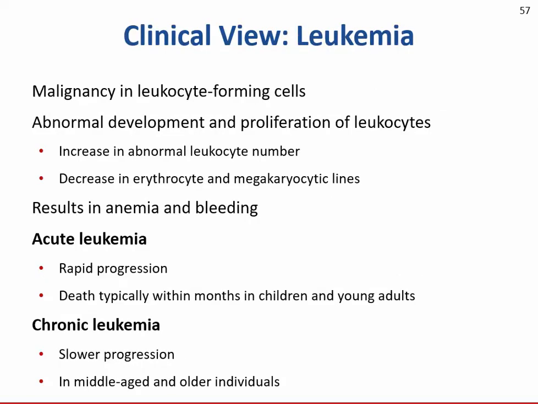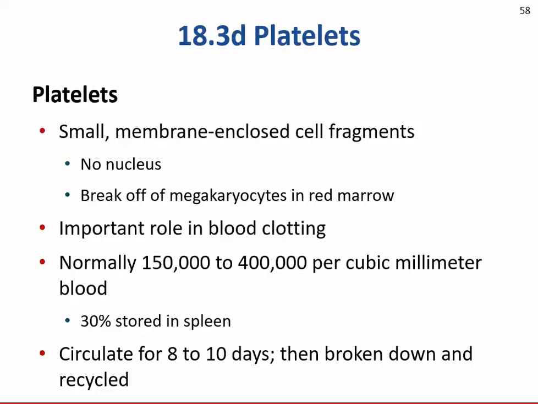I'm not, again, going to worry about some of these things that are for pathology, but leukemia is malignancy forming in leukocyte forming cells. Acute, rapid progression kills you quickly. Chronic is slower. We see it usually in older people, etc. Next video will be platelets.